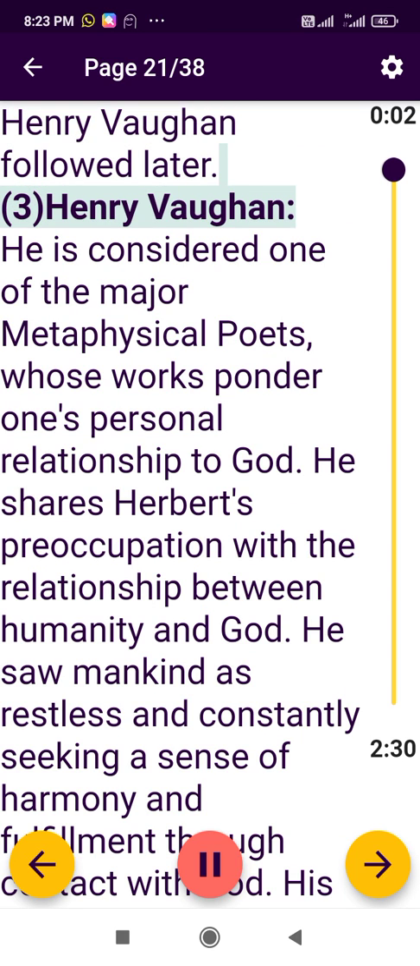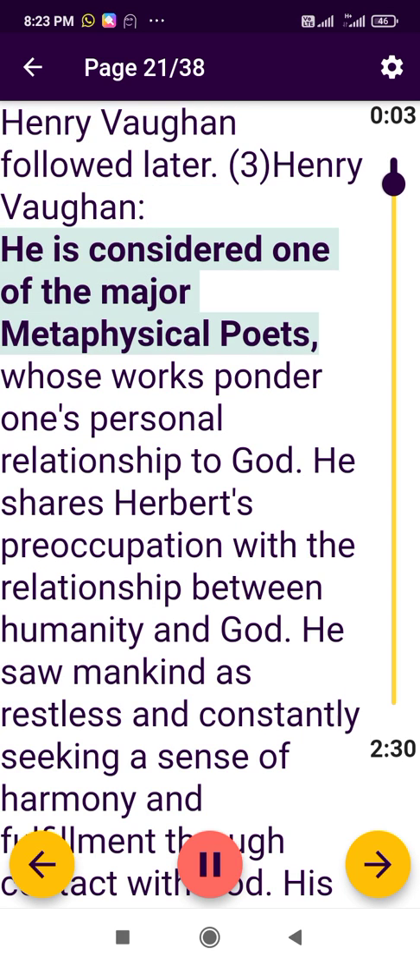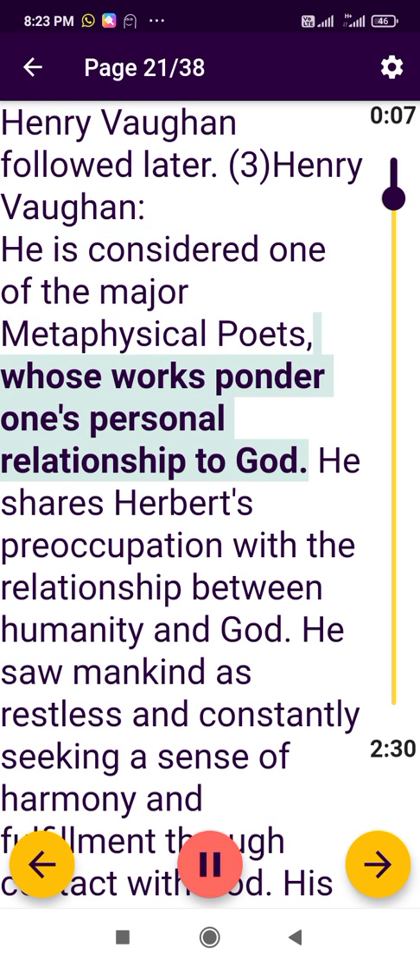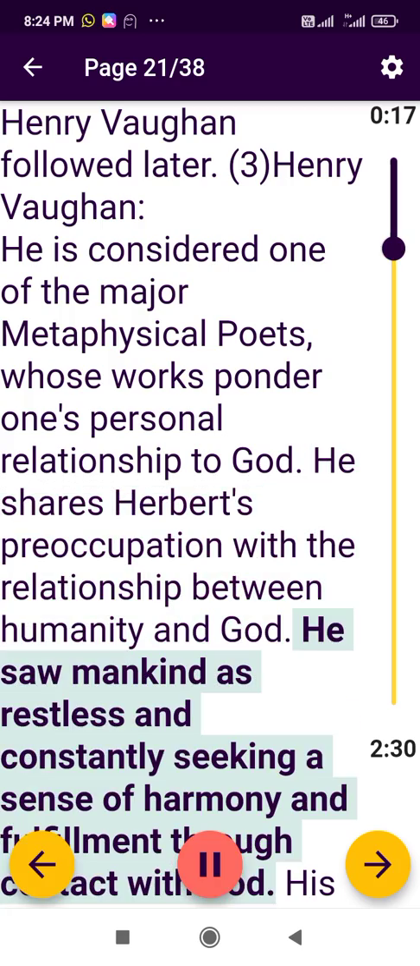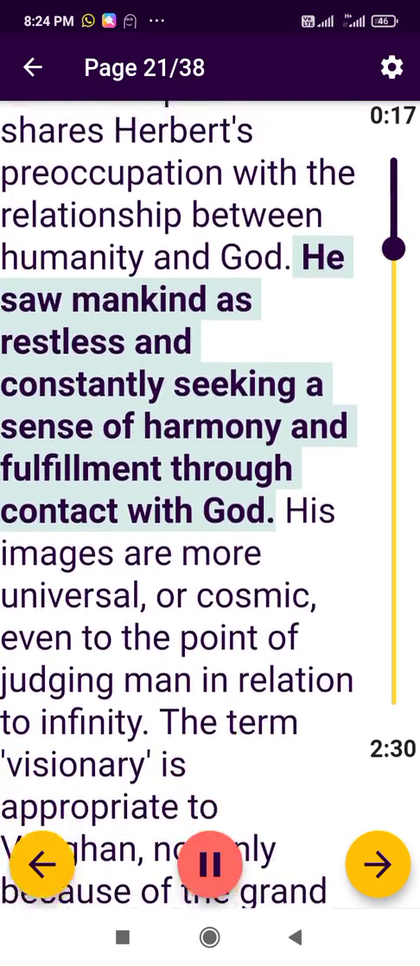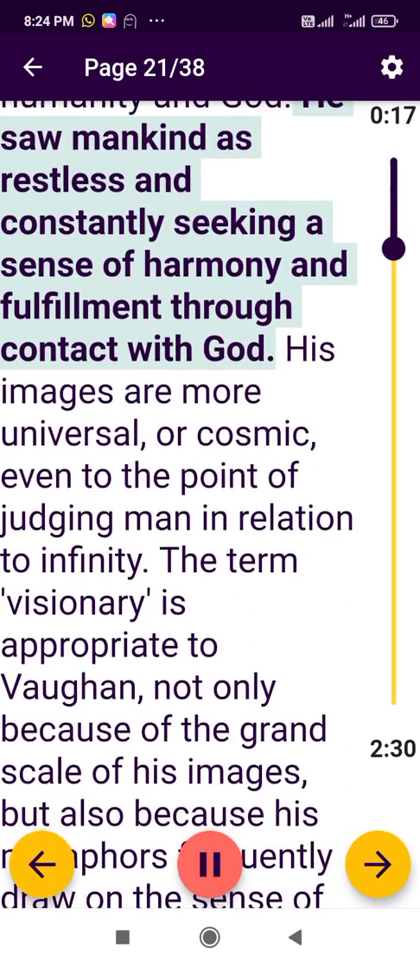3. Henry Vaughan. He is considered one of the major metaphysical poets, whose works ponder one's personal relationship to God. He shares Herbert's preoccupation with the relationship between humanity and God. He saw mankind as restless, and constantly seeking a sense of harmony and fulfillment through contact with God.